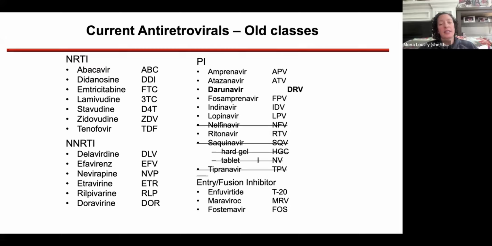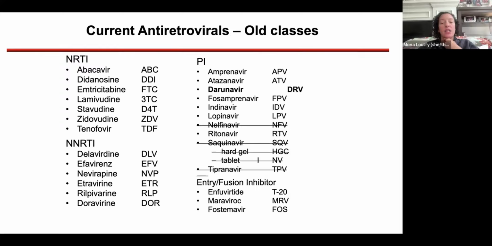Then the fourth class that came out, which came out around, I would say, 2003, we discovered these entry inhibitors, fusion inhibitors, and enfuvirtide was given by injection, and it blocked GP41. We don't really use it anymore because it's by injection twice a day.